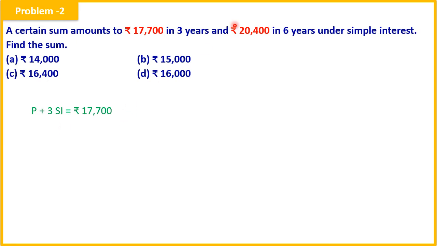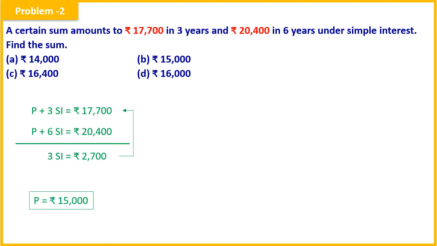In a similar way, what is this 20,400? It is equal to principal plus 6 years simple interest. So I can write P plus 6 SI is equal to 20,400. Now let us simplify these two equations. Let us subtract the first equation from the second equation. This cancels P, and what we will get is 3 SI is equal to 2,700. Now let us substitute this 3 SI in the first equation. By doing this we get the principal, which will come out to be rupees 15,000.